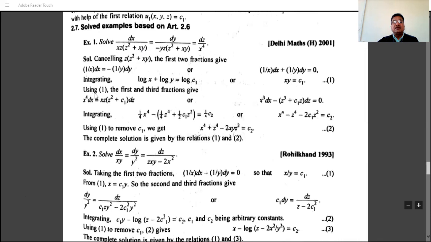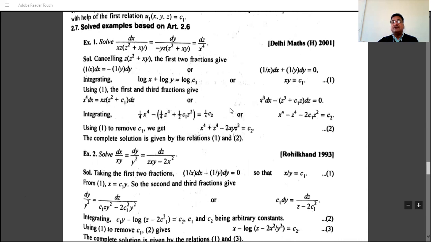So considering the first and third fraction gives x raised to 4 dx, z square, substituting this xy as c1, dz. What do we observe? In these two fractions, y is absent, and that's why we have the integration. The integration of x cube is x raised to 4 by 4 minus z cube, z raised to 4 by 4.